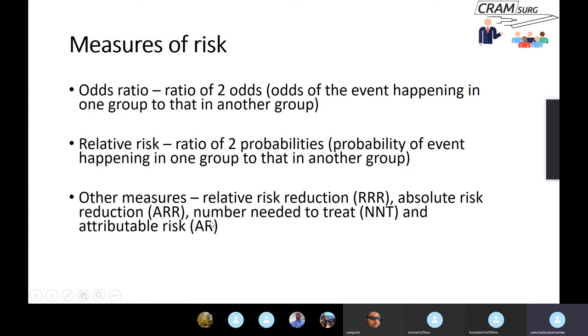So we're going to talk about some other measures, and these include the relative risk reduction, the absolute risk reduction, the number needed to treat, and the attributable risk. The first three measures are quite related to each other, so I'll try and explain all of these with an example, and then I have a couple of slides on attributable risk.